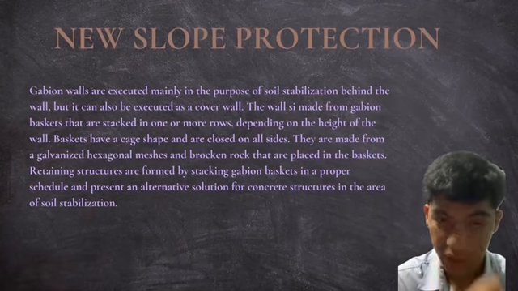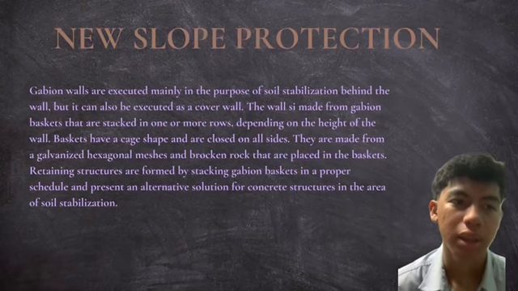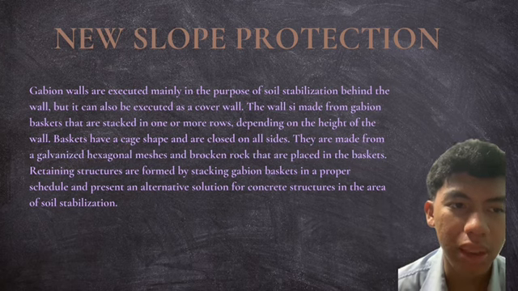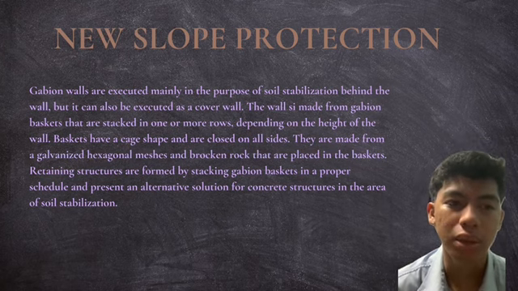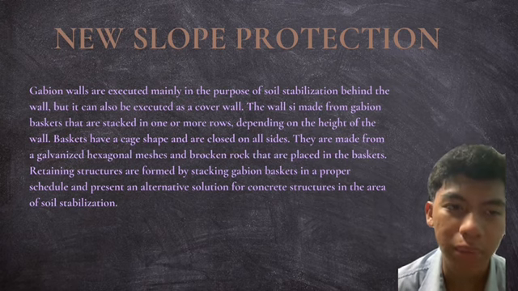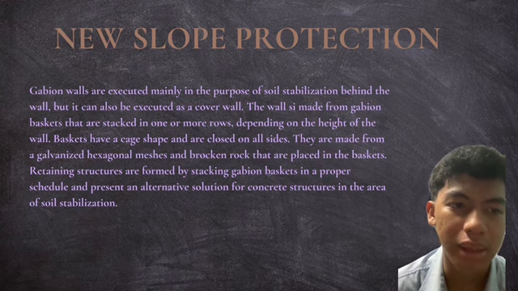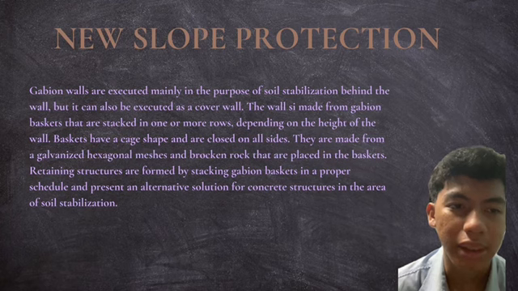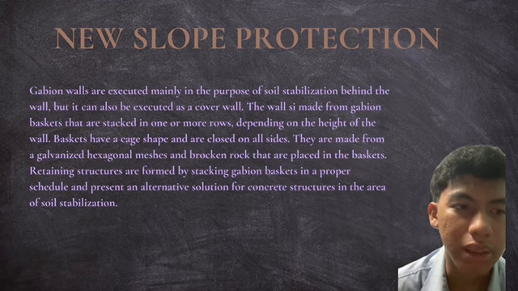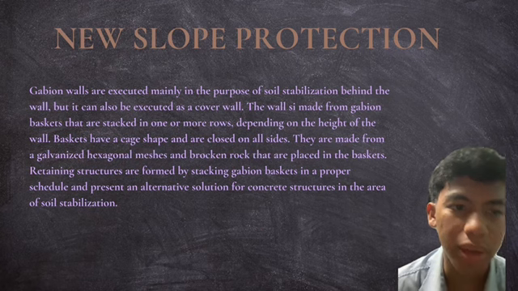Next, I'm going to explain about new slope protection. Gabion walls are executed mainly for the purpose of soil stabilization behind the wall, but can also be executed as a cover wall. The wall is made from gabion baskets that are stacked in one or more rows depending on the height of the wall. Baskets can have a box shape and are closed on all sides. They are made from galvanized hexagonal mesh and broken rock that are placed in the baskets.